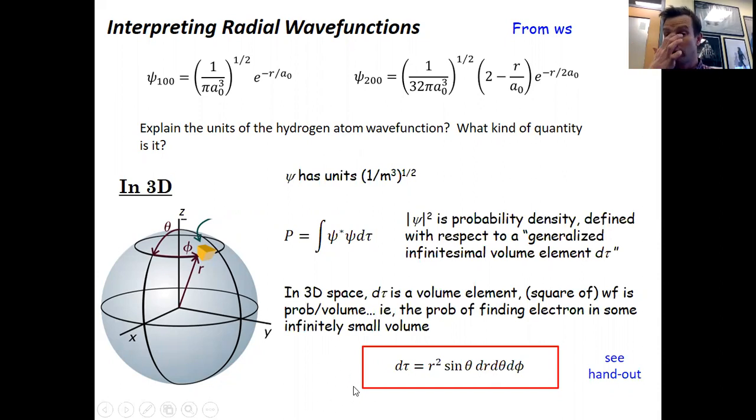Now, if you've done some linear algebra or maybe some advanced physics, you might know this Cartesian to polar conversion. But in 3D polar space, d tau, the volume element, has this formula. d tau is equal to r squared sine theta dr d theta d phi. And if you don't know that or don't have it memorized, put that in your notes and circle it. It'll end up being important.